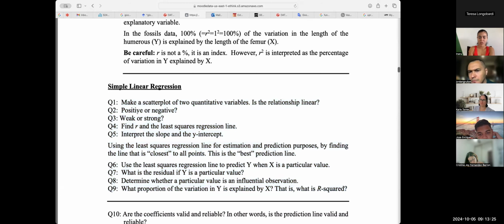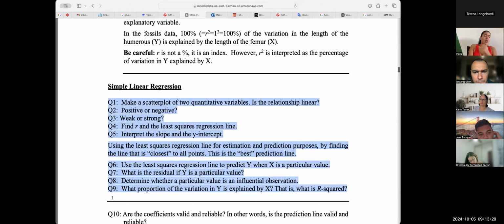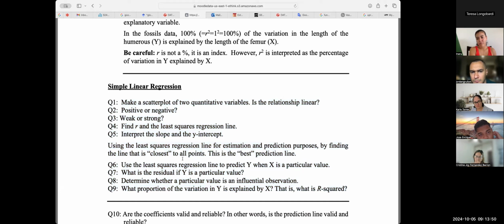So out of these 9 questions, did you notice that that's the nature of the questions being asked to you, right? Find a residual, the proportion of variation is R squared, calculate a slope, interpret the slope, all this stuff here.